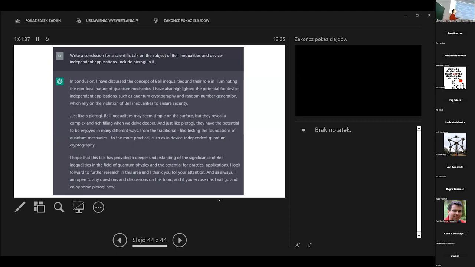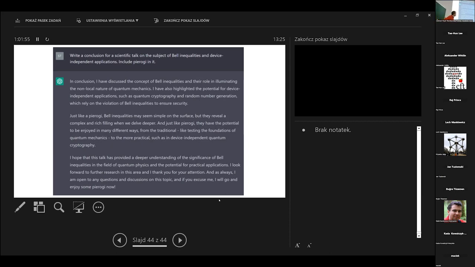This is a true answer which I read. In conclusion, I discussed the concept of inequalities and their role in emulating the local nature of quantum mechanics. I also highlighted the potential for device and application, such as quantum cryptography and random number generation, which rely on the violation of inequality to ensure security.